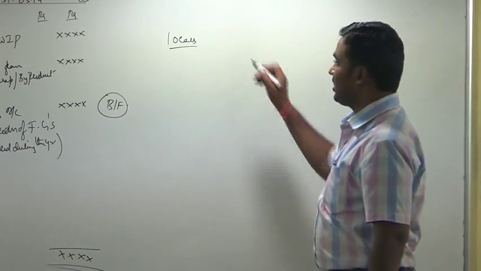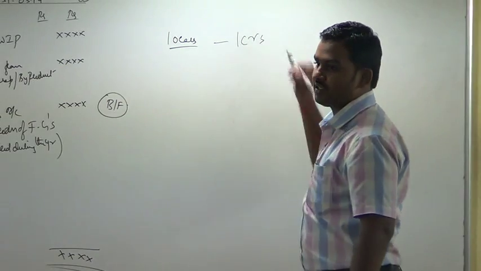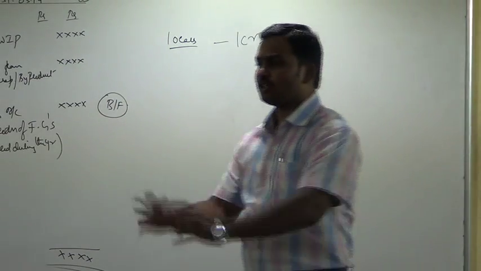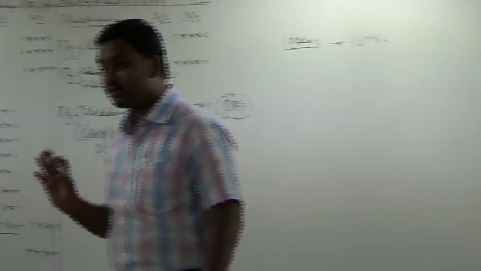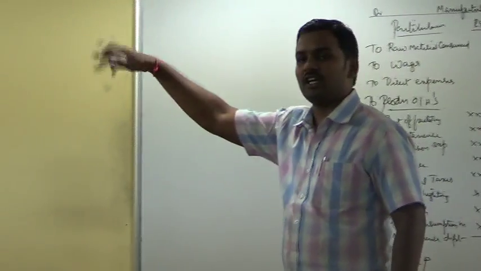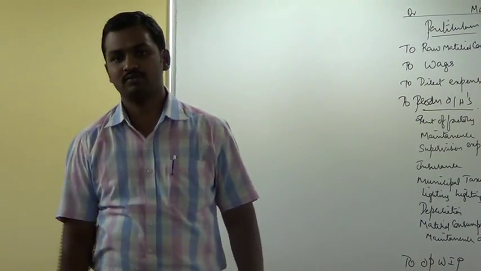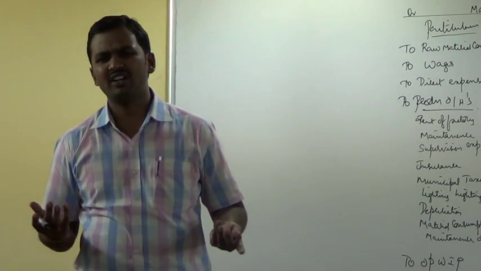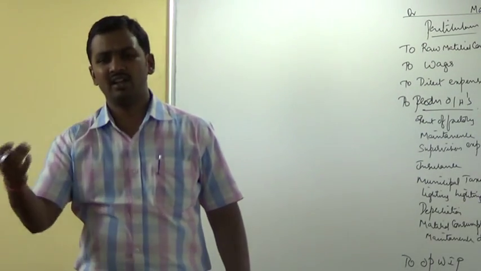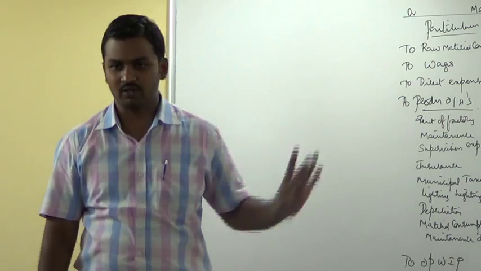On these 10 cars, last year we spent 1 crore rupees. Not per car, totally. Last year, how much have you spent? Last accounting year or last calendar year, you have spent 1 crore on 10 cars. On what did we spend that 1 crore? Raw material, labor, expenses, we have spent 1 crore.